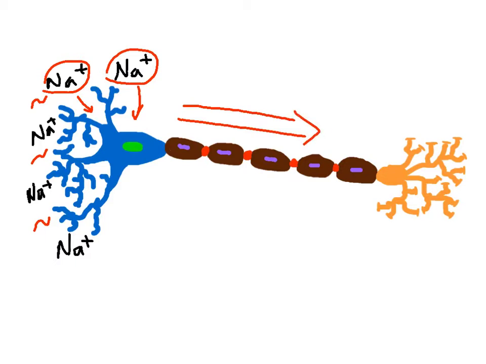Once action potential is achieved, the cell is in a state known as the refractory period, in which the sodium-potassium pumps flush back out the sodium ions, and it becomes negatively charged again, and it gets ready for the next information to come along.